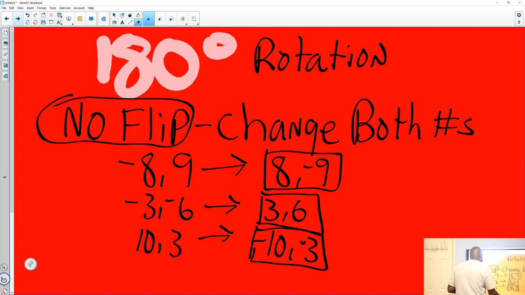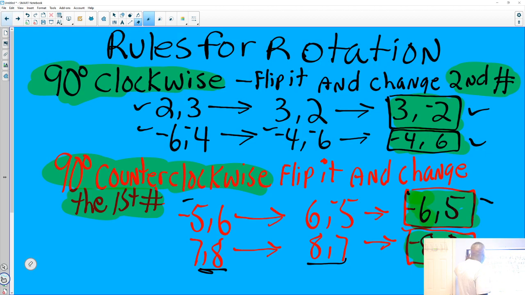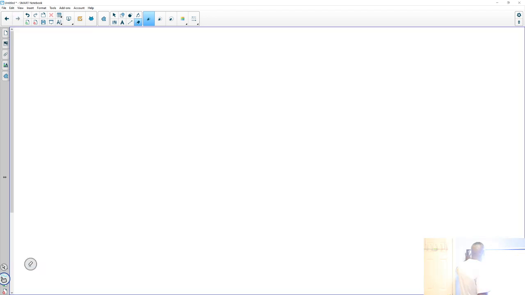Everybody got it? So let these rules marinate in your mind. You got 90 degrees clockwise. You got 90 degrees counterclockwise. You got 180 degrees rotation. You got 270 degrees clockwise. You got 270 degrees counterclockwise. Make sure you can get it done. Let's do some examples. Let's do some problems right quick. Here we go, right here.